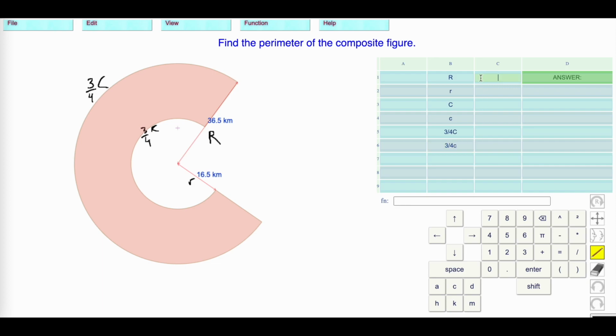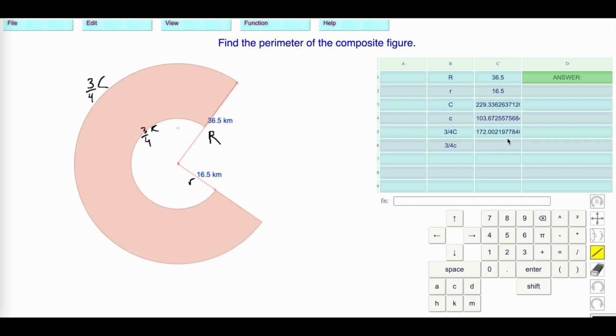The big radius is 36.5. The little radius is 16.5. The circumference is 2 pi r, which equals 2 times pi times the big radius. The little circumference is 2 times pi times the little radius. 3/4 of the big circumference is 3 divided by 4, or 0.75, times the 229.3362.